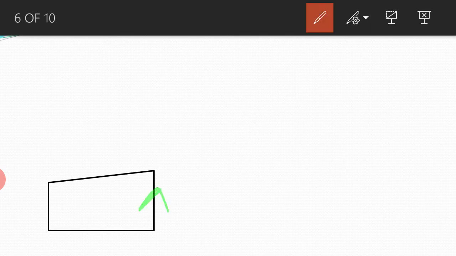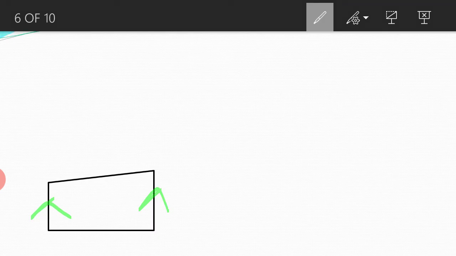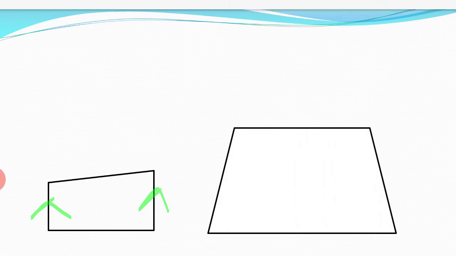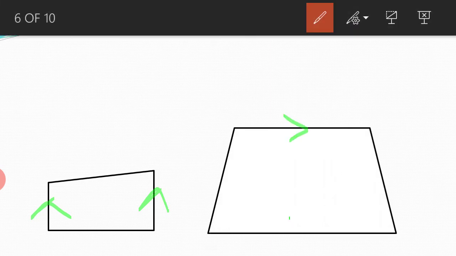So one shape I have drawn here. In this shape, if you observe, you can easily see that one pair of sides is parallel. Another figure we will draw. Again here it is clearly seen that this pair of sides is parallel. So in a quadrilateral, of course adjacent sides cannot be parallel, so we are talking about opposite sides. If there is one pair of opposite sides parallel, then such a quadrilateral is called a trapezium.